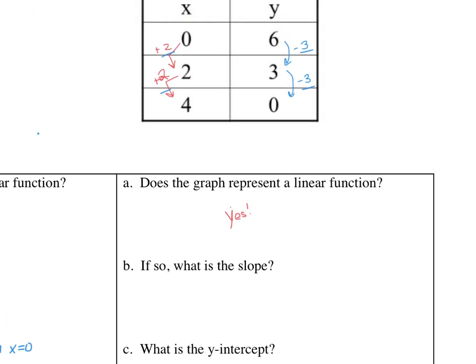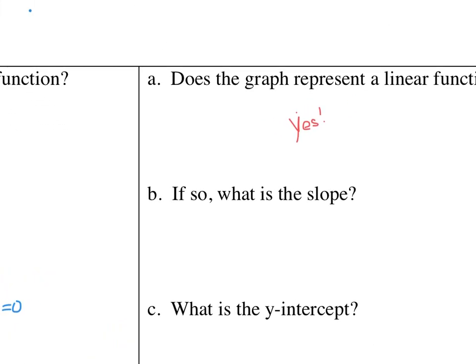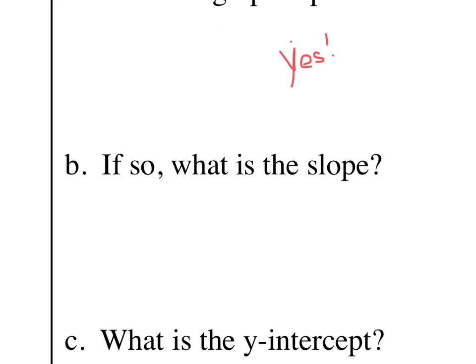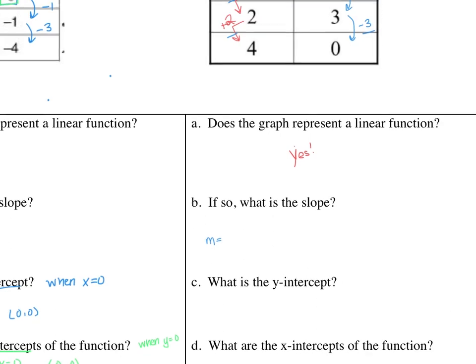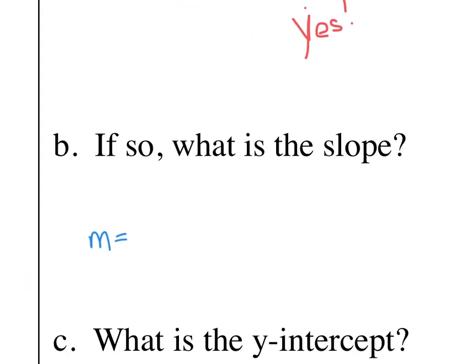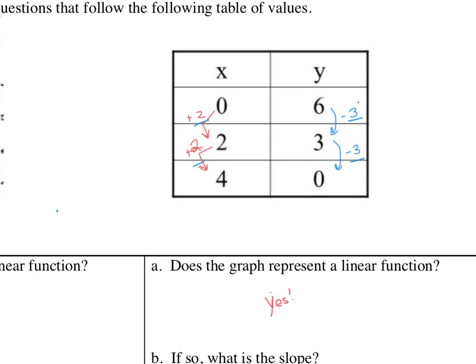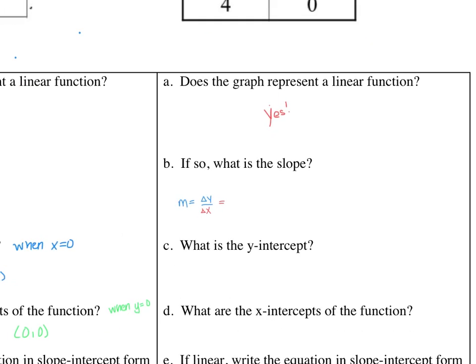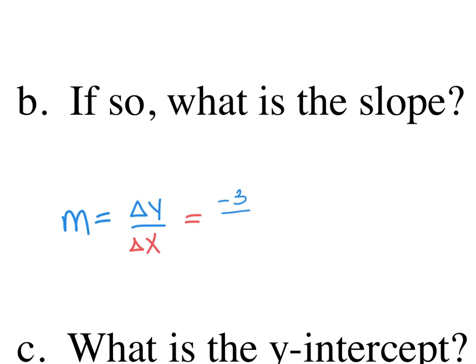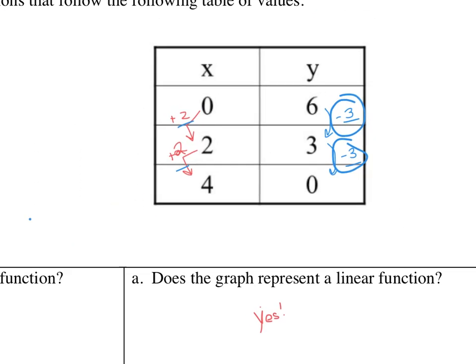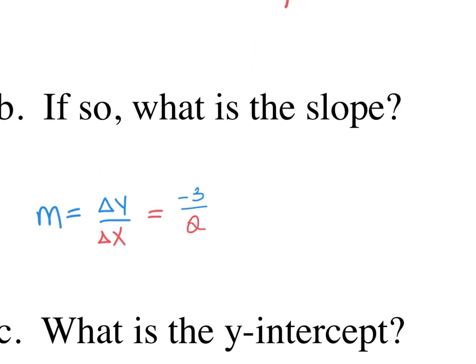If so, what is the slope? Well, we know our slope is y2 minus y1 over x2 minus x1, or we can just simply say our slope is the change in y over the change in x. And when I talk about this change in y over change in x, what I mean is your jumps. So if I look for my y values, I was jumping by -3 each time. So my delta y, or my change in y, is -3. And my delta x, or my jump in x, was a 2 each time. And it was a +2. So I can say my slope is -3 over 2. And that's your final answer.